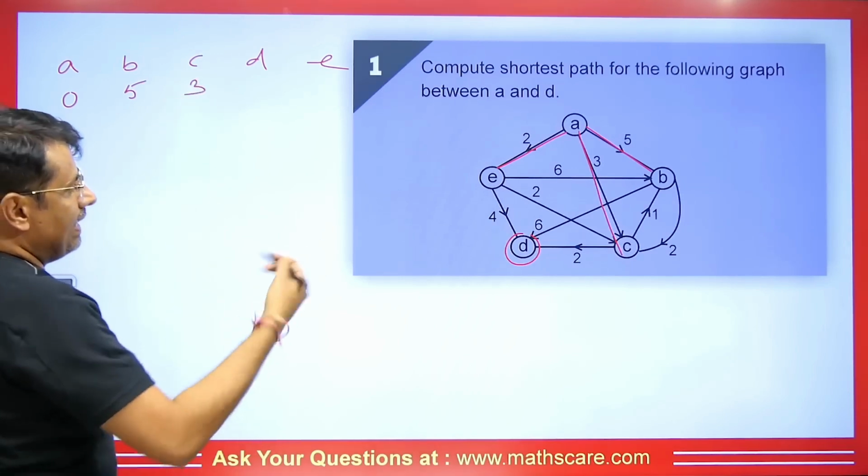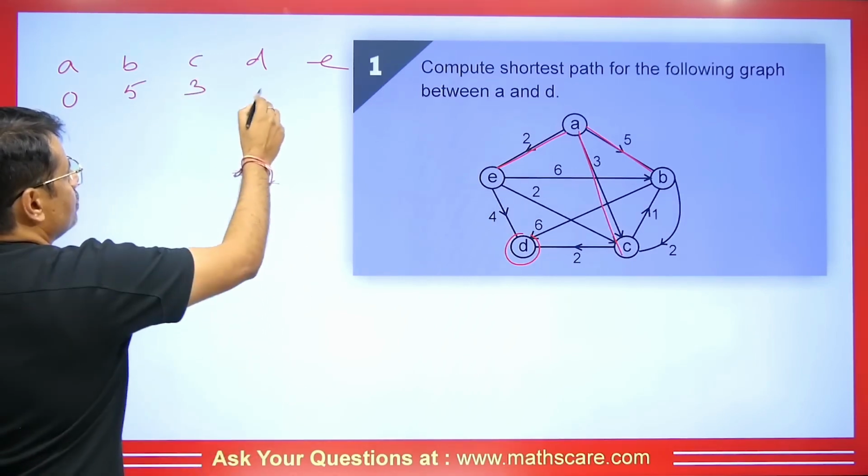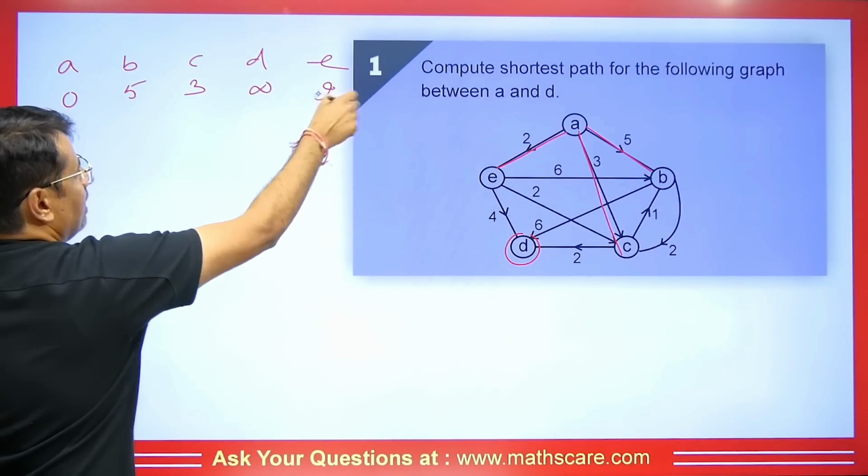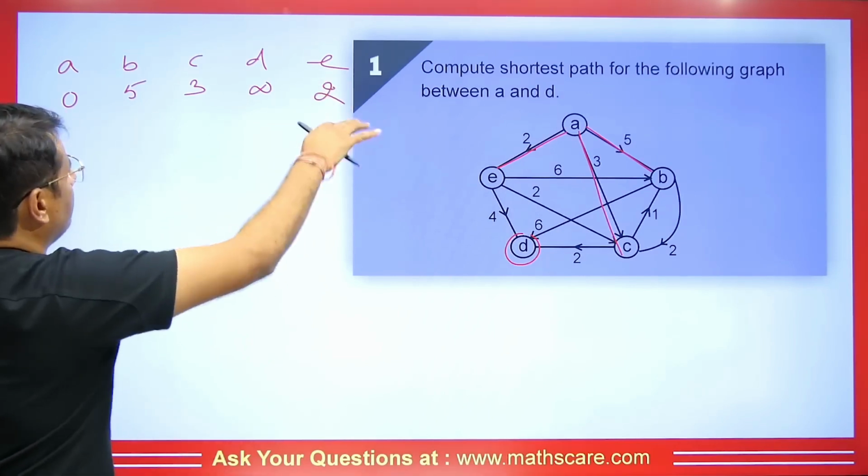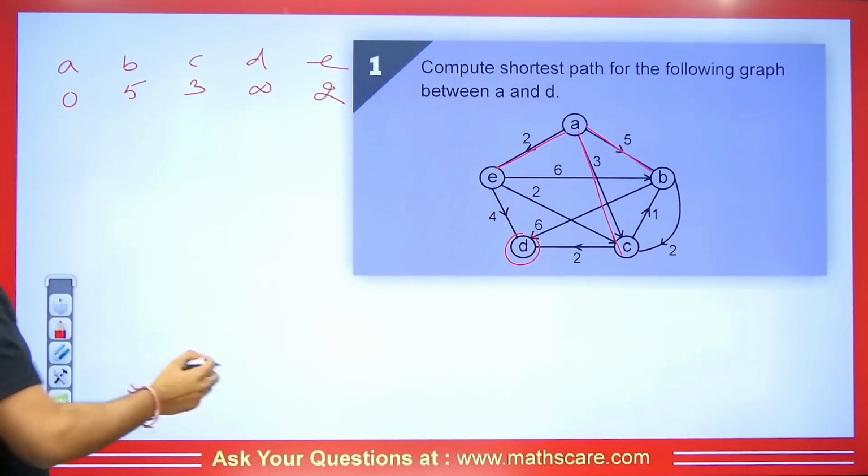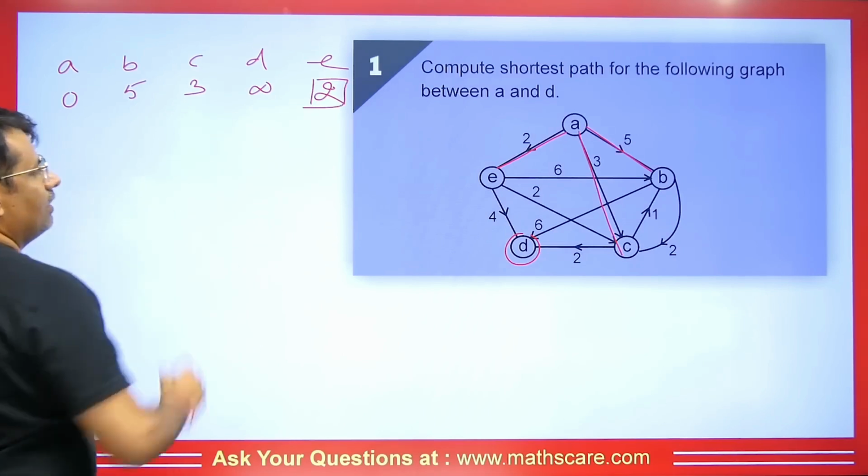If we go to D from A, we can't go to D from A. Therefore, it will be infinite. Going from A to E, what do we have? We have 2. Now which is minimum? So listen here, 0 is fine. We'll take the other minimum besides this, which is 2, right?